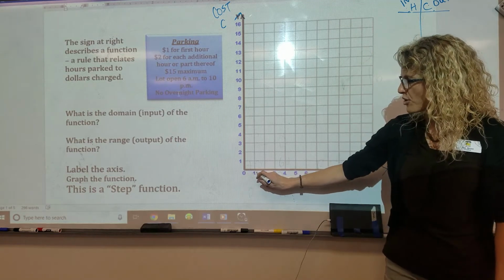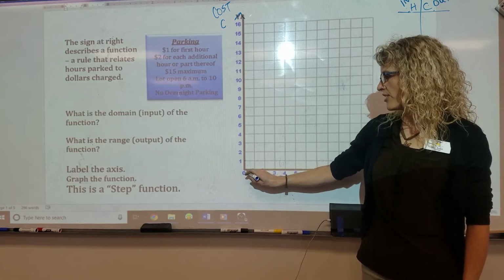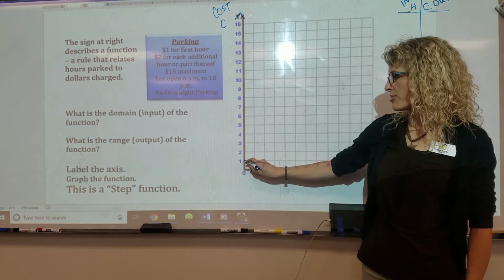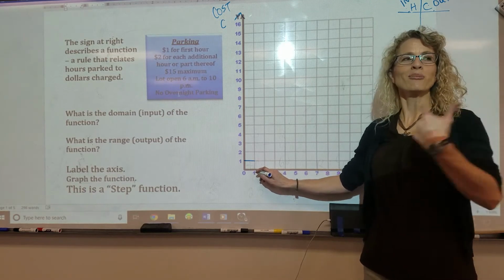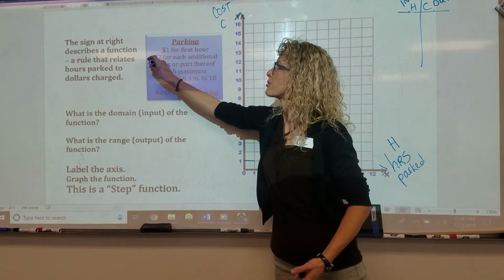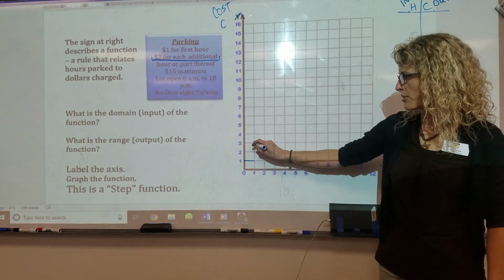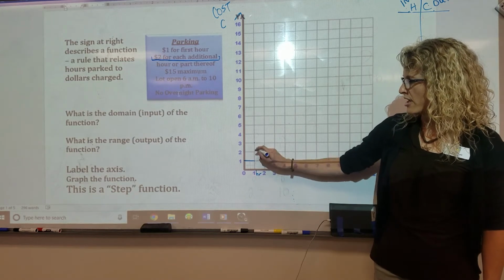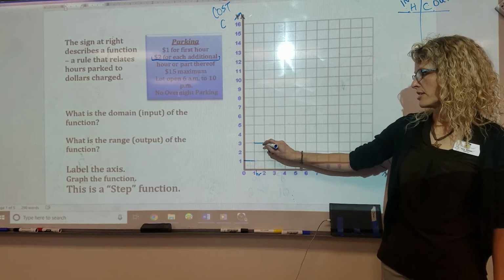So if I parked up to 1 hour, the rule is you pay $1. So if I even parked 15 minutes, I pay $1. If I parked a half an hour, I still pay $1. And as soon as I cross 1 minute after that hour, my cost jumps up to this rule, $2 for each additional hour. So now I'm going to jump up. As soon as I park for a little bit more than 1 hour, I'm going to pay $3, all the way up to 2 hours.